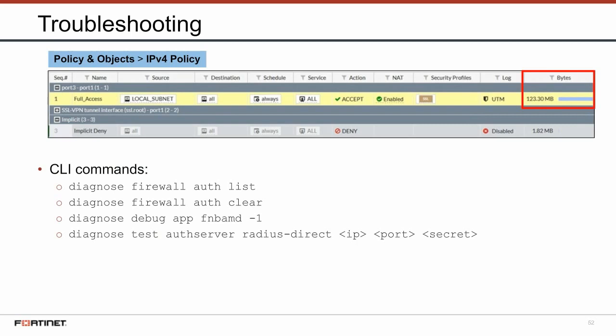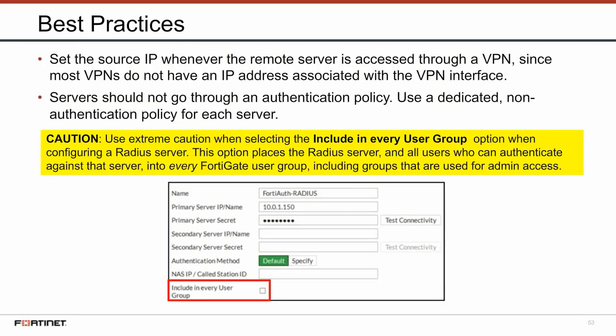diagnose debug application fnbamd -1 is used to troubleshoot active authentication and must be used in conjunction with diagnose debug enable. diagnose test auth-server radius-direct, IP, port, secret, tests the pre-shared key between the FortiGate and the RADIUS server. Use the best practices listed on this slide to avoid unnecessary issues when configuring firewall authentication.